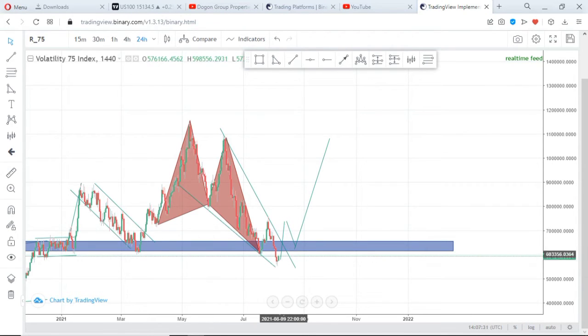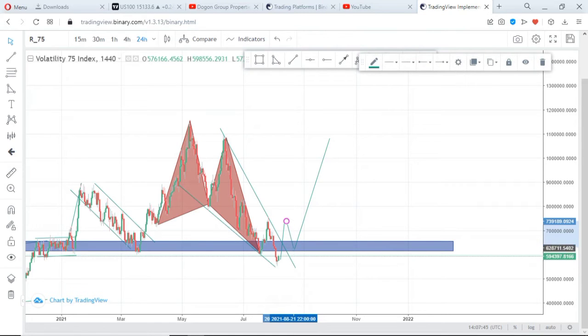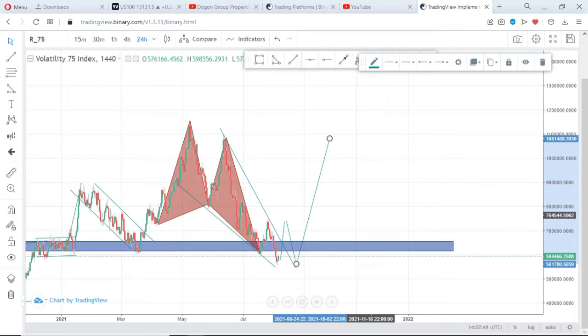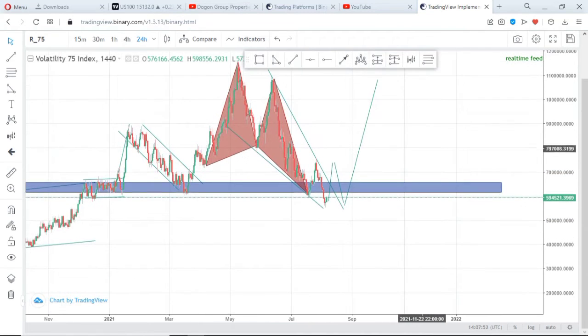So when it got there, it gave us a head, and broke through that trend line that we put. Once it broke through, it came back and retested on this zone, or on this trend line right here. That's where you can get your bullish entry, right there, guys.